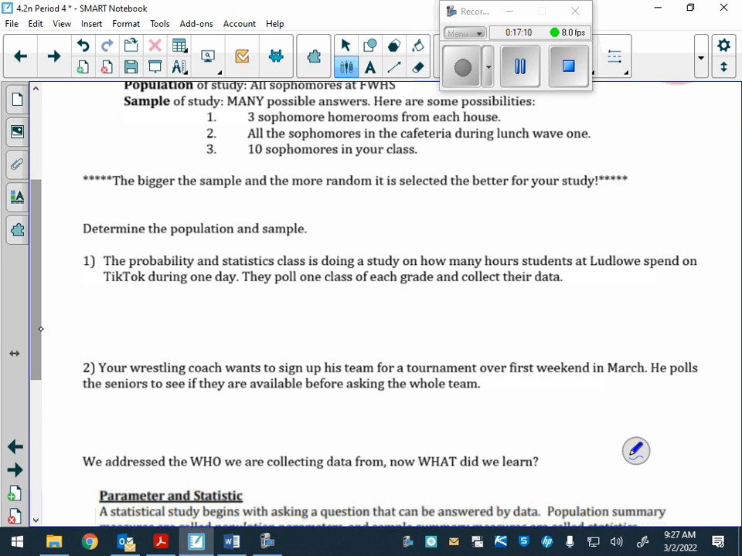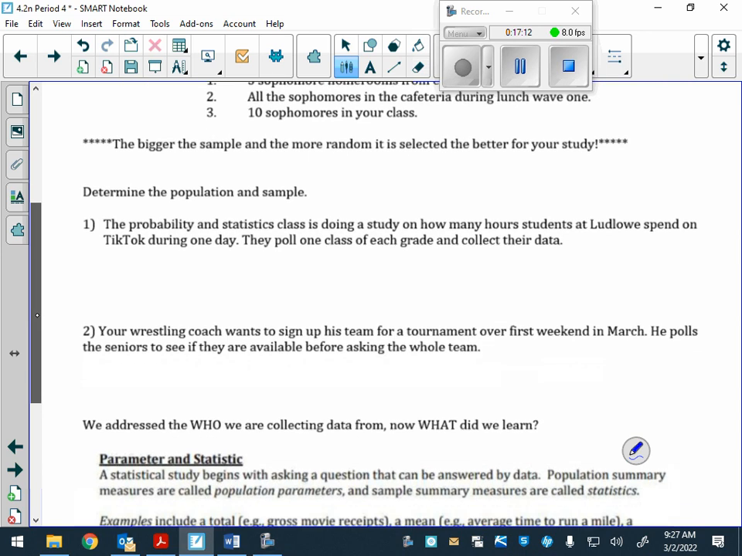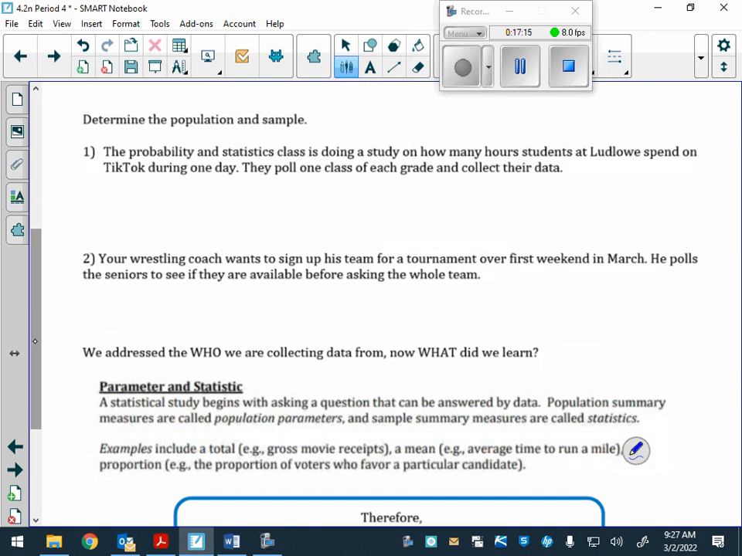Okay, so looking at this first one here, the probability and statistics class is doing a study on how many hours students at Ludlow spend on TikTok during one day. They poll one class of each grade and collect their data. So what would be the population? Yeah, the school, right? So the population would be Ludlow.